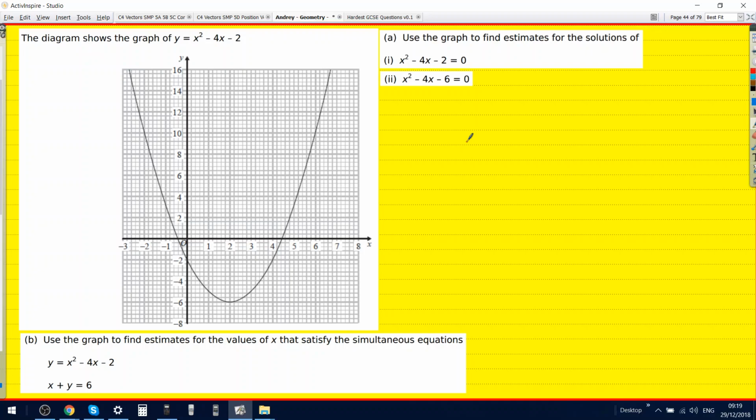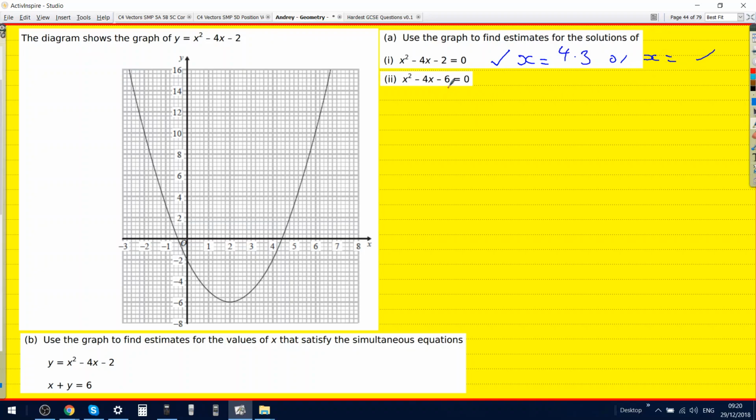So is this just where you draw the line y equals 0? Yeah, and see where it crosses over. So what would be one solution for the first one? One solution would be like 4.2 or 4.3 or something. Okay, x equals 4.3, let's say, or x equals the negative one.